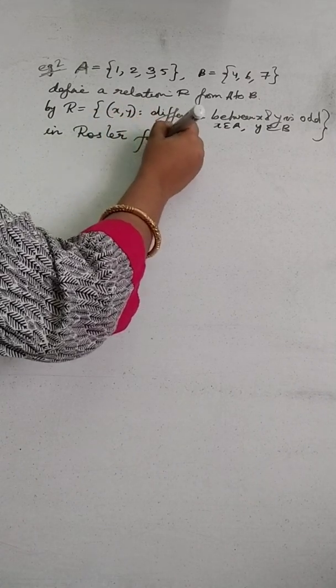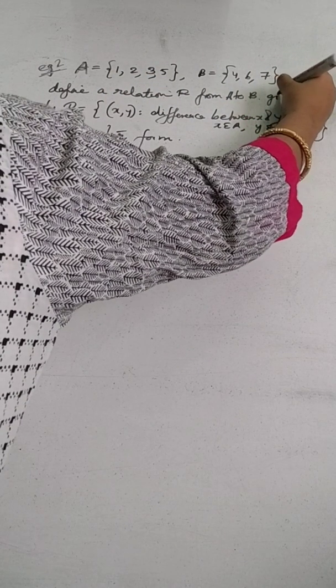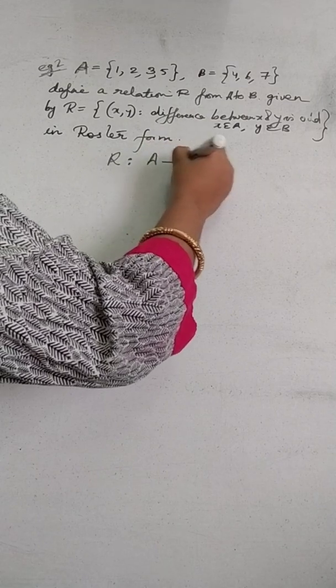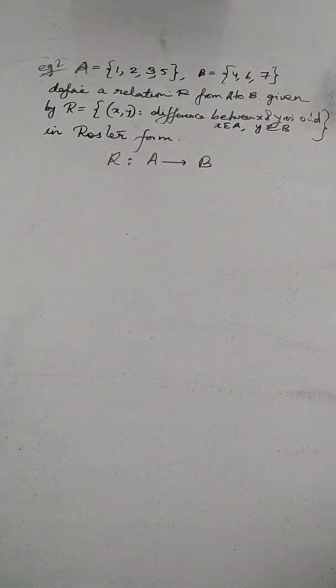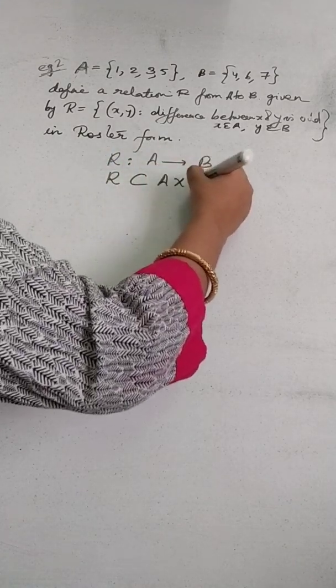Write the relation R from A to B in roster form. What are they saying? R is the relation from A to B. That means the first components have to be from the set A. Since we have two sets here, R is supposed to be a subset of A cross B.